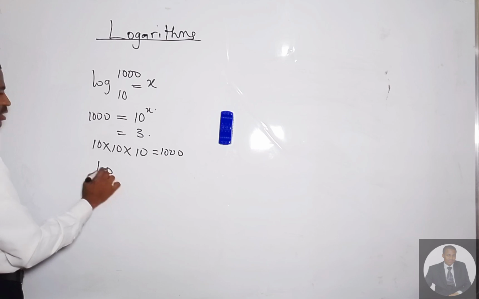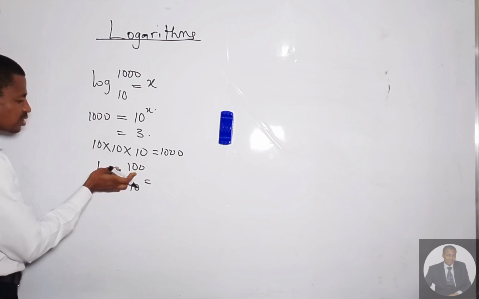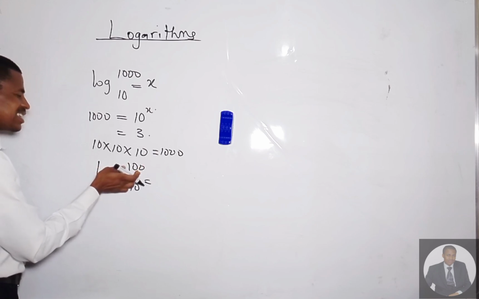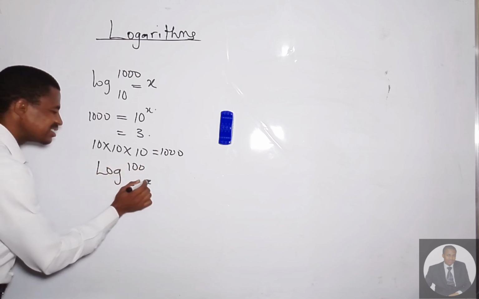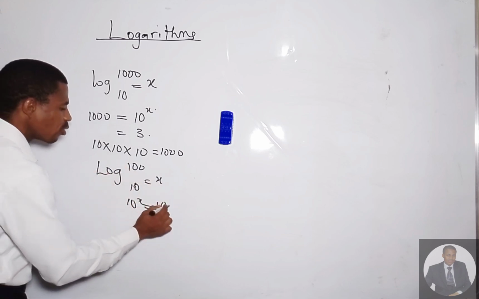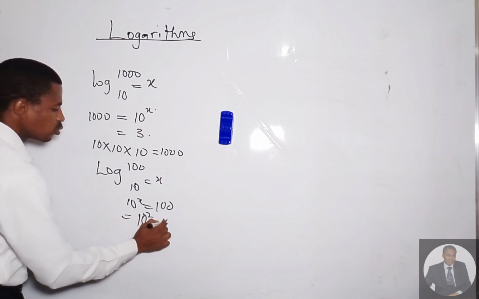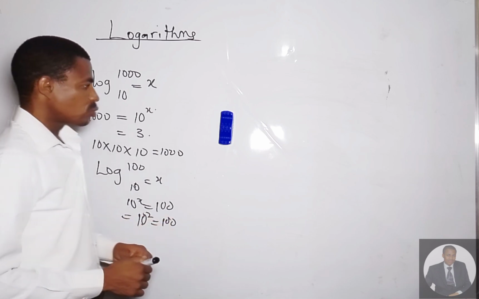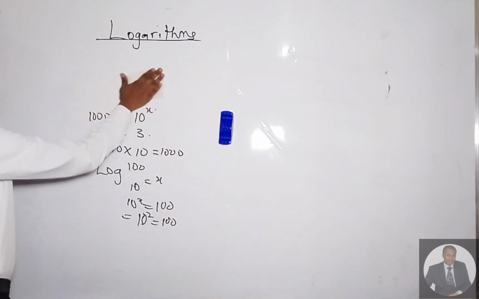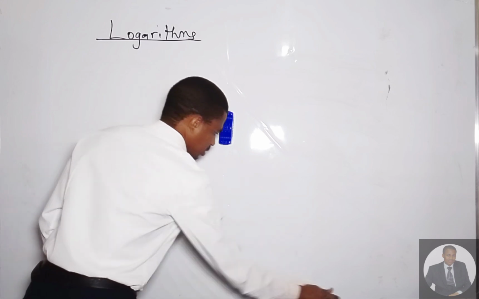So if we have something like log 100, the logarithm of 100 is the power to which 10 is raised to give that number. 10 is raised to give 100 in 2 places. So 10 raised to power 2 equals 100. So we can say another word for logarithm is power.